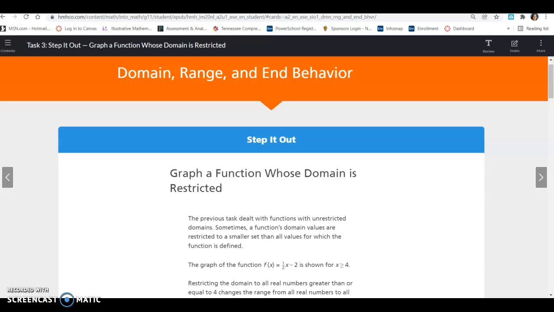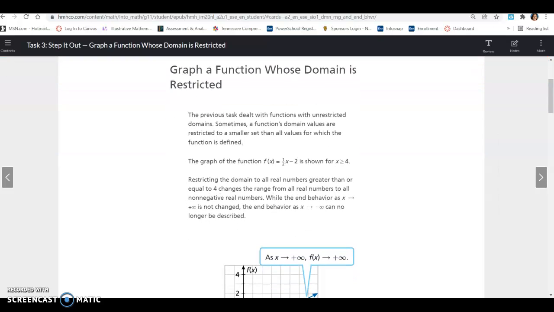Alright guys, this is lesson 1.1, task 3. Graph a function whose domain is restricted. The previous task dealt with functions with unrestricted domains. Sometimes a function's domain values are restricted to a smaller set than all values for which the function is defined.